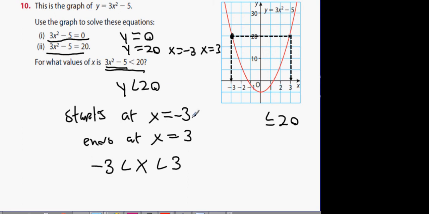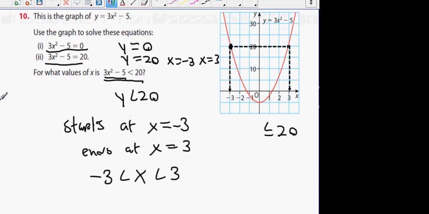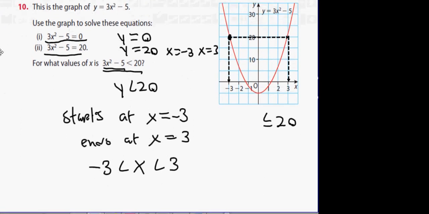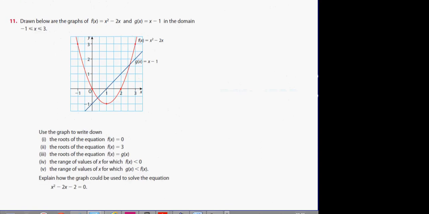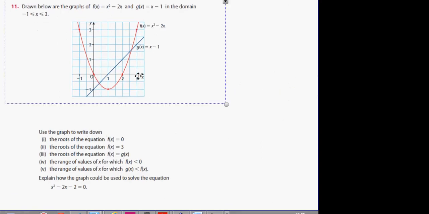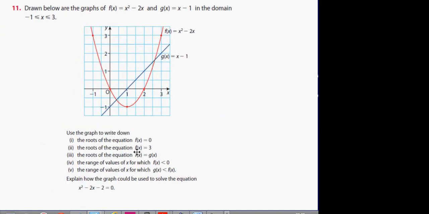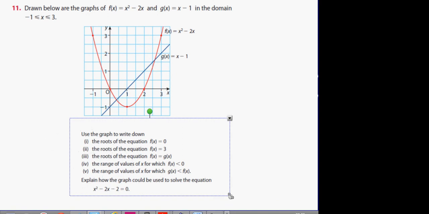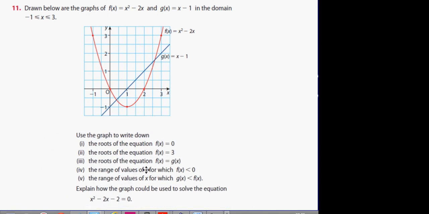Now guys, so that's it there. So the next question we've got to do. Number 11. Drawn below is the graph of f of x equals x squared minus 2x, and g of x is x minus 1. Use the graph to write down the following.